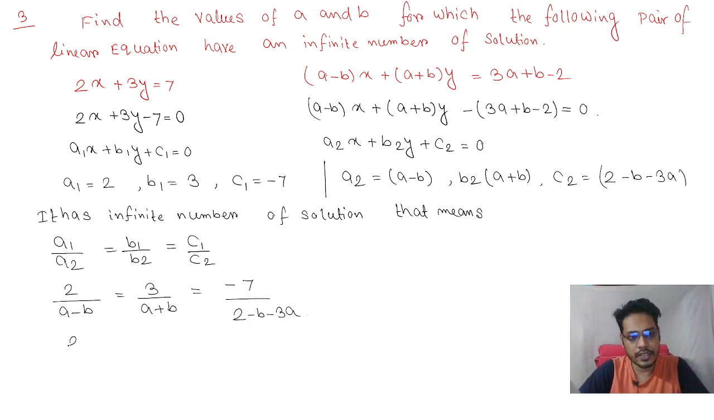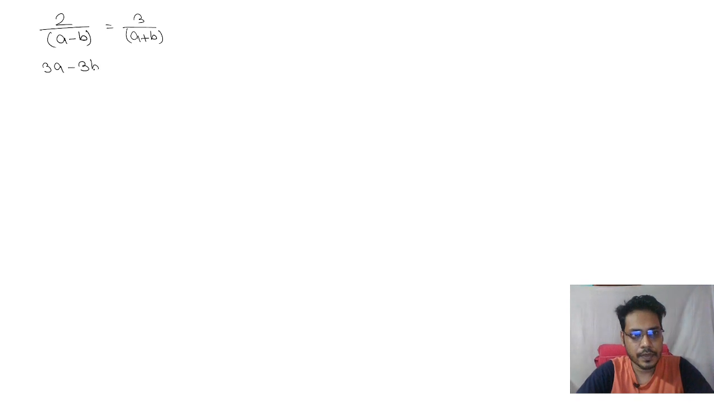So that means here we can say 2 by a minus b is equals to 3 by a plus b. And we can also say 3 by a plus b is equals to minus common, so it will be 7 by 3a plus b minus 2. Now from the first one we get 2 by a minus b is equals to 3 by a plus b. Now if you cross multiply you will get 3a minus 3b is equals to 2a plus 2b.